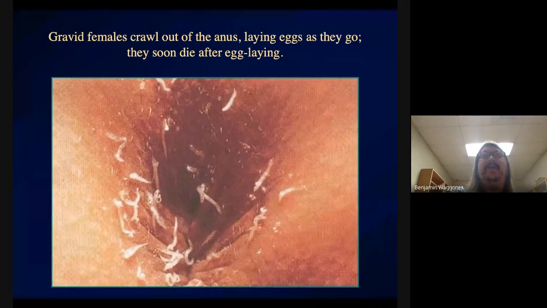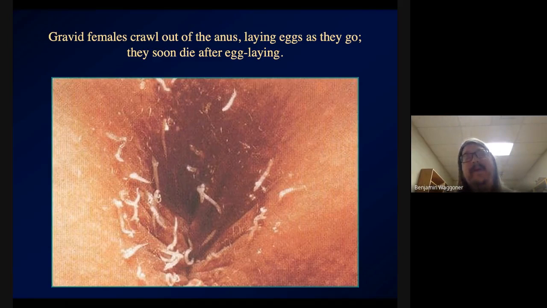Impregnated females full of eggs crawl out of the human anus. That's what that is. Laying eggs as they go, they'll come out and lay eggs on the perianal folds, those folds of skin that surround the anus itself. Soon after egg laying, they die. The eggs can be glued to the hairs or glued to the skin on the perianal folds. And the problem with this is it causes itching. This causes itchy butt syndrome.